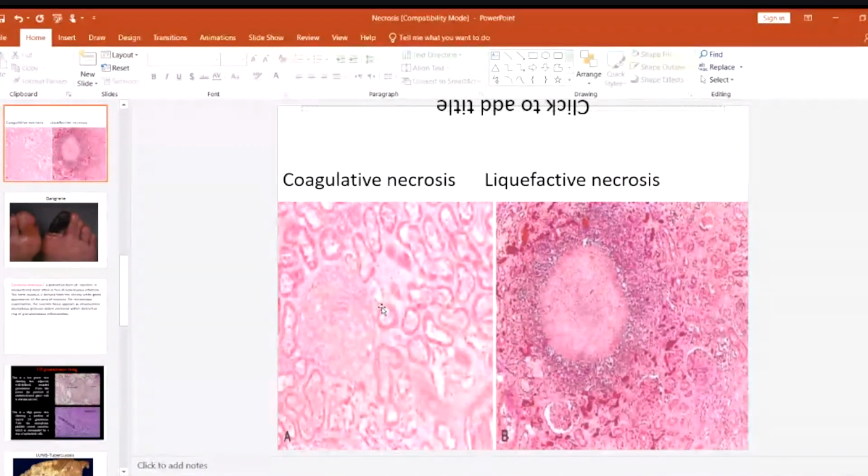One cause: ischemia and hypoxia. Well done. Here the cause is ischemia hypoxia.